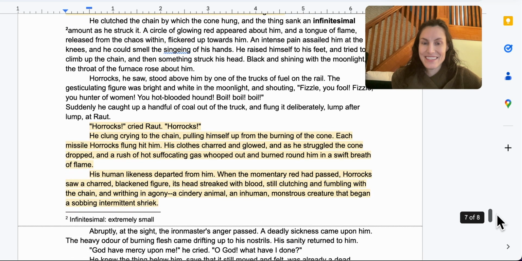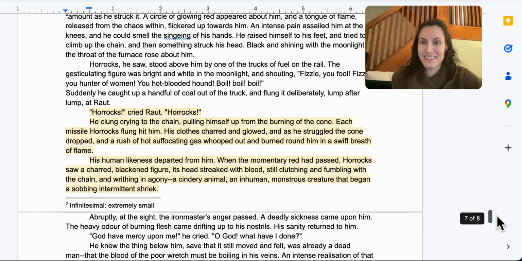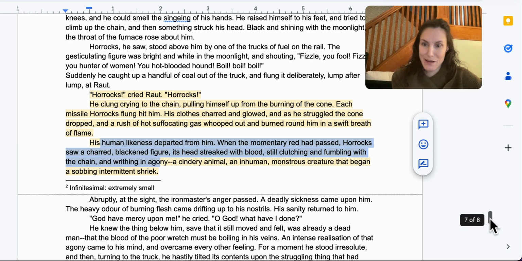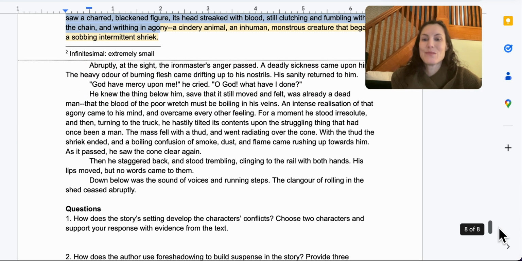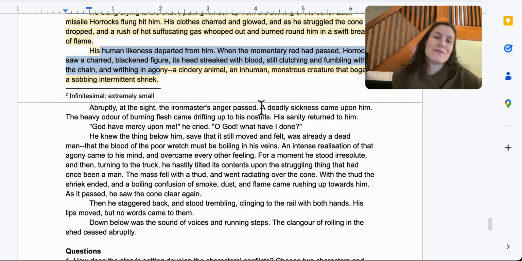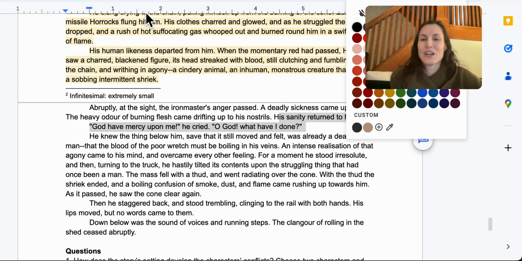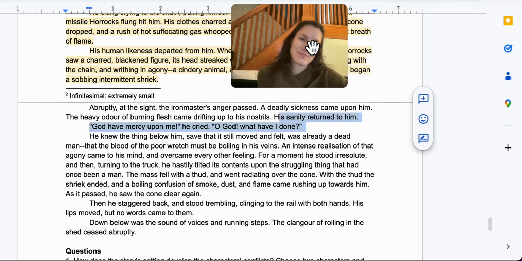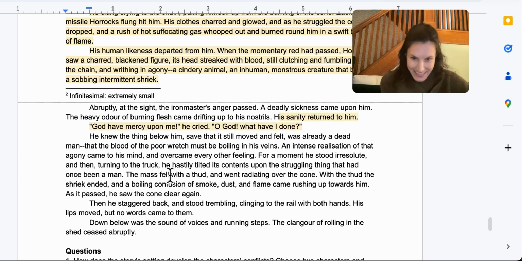And our climax of the story is when Horrocks makes the final decision to push him, and he's holding on to this cone thing, basically burning him alive. And that would be our ending. And we could also say our falling action is basically Horrocks immediately having regret here. His sanity returns to him. So we might wonder, does Horrocks actually regret his actions? Because he kind of almost seems to have planned this. So the falling action is his regret.